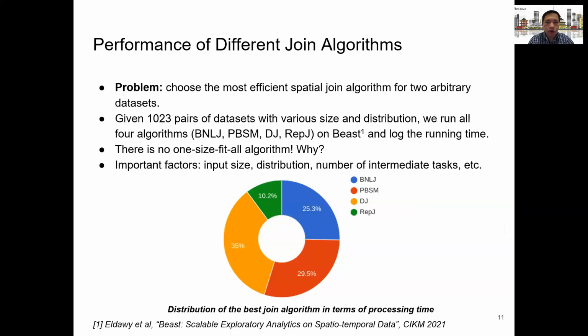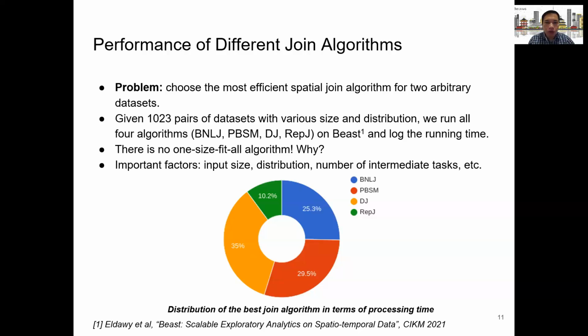Assume that you are trying to run spatial join on your datasets. The main challenge here is we don't know how to choose a suitable algorithm to run your queries as fast as possible. We carry out an experiment as follows. Given 1023 pairs of datasets with various size and distribution, we run all four algorithms on Beast and log the running time. Beast is a Spark-based spatial data system.